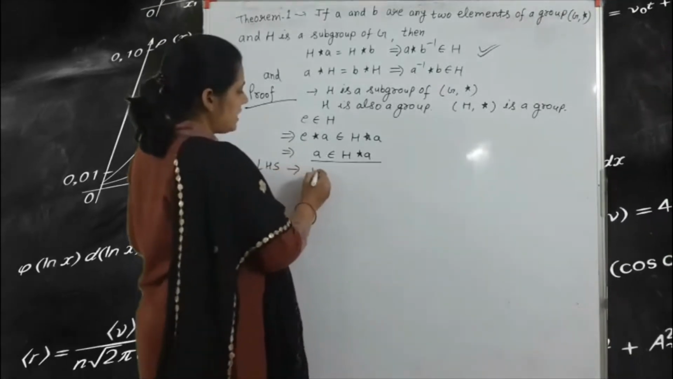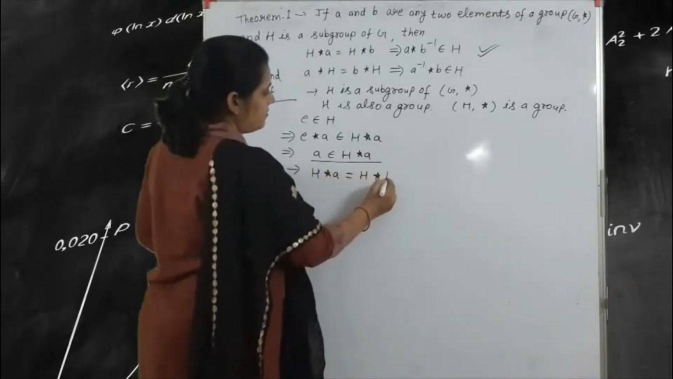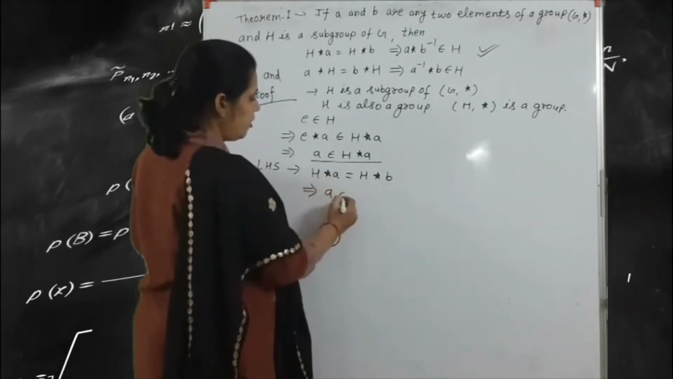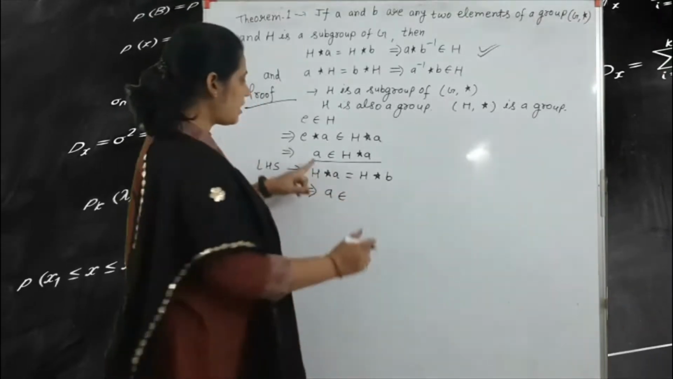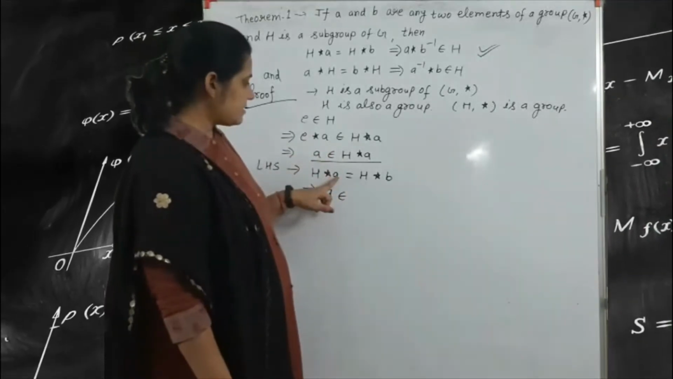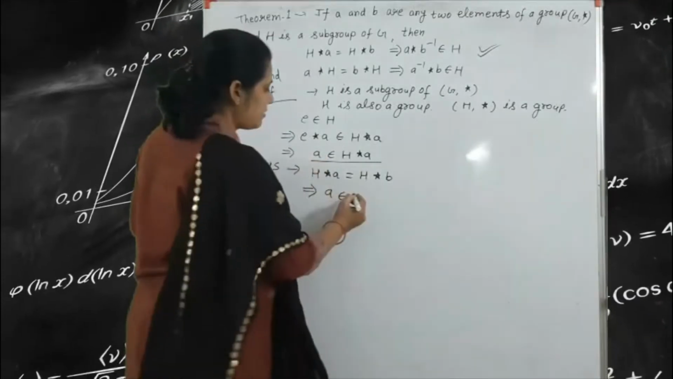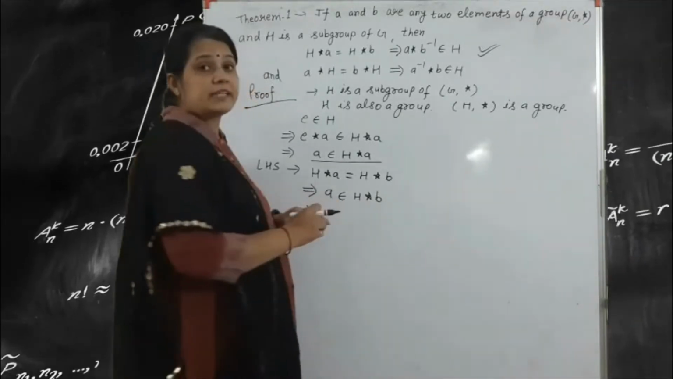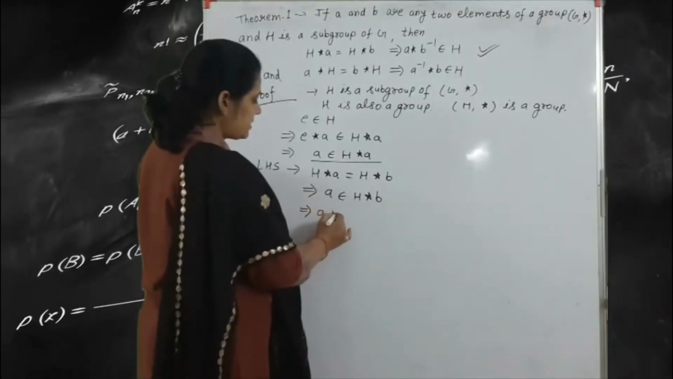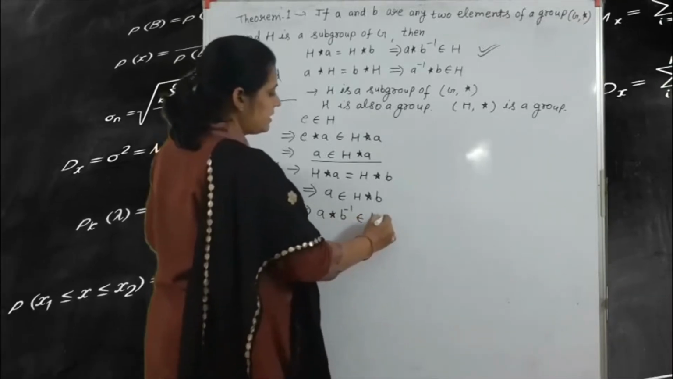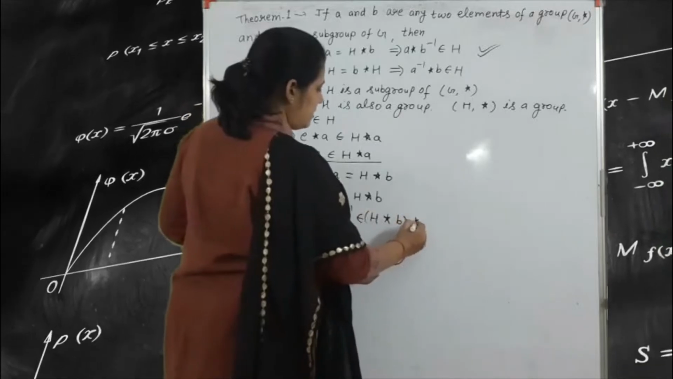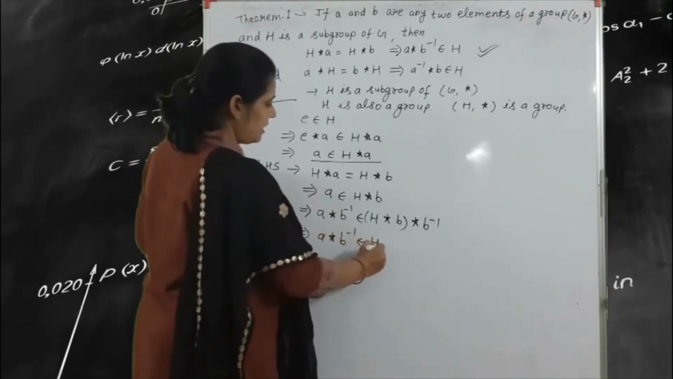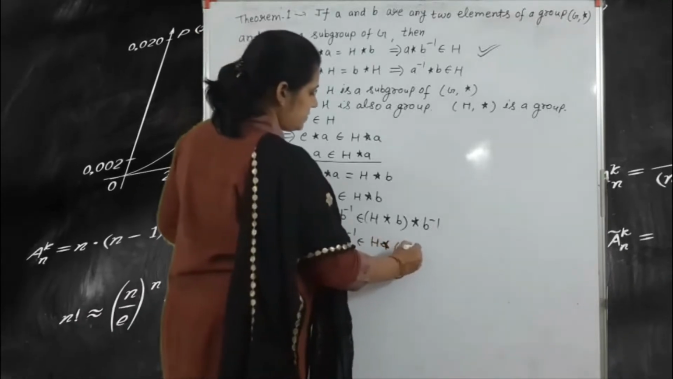According to the LHS, H star A is equal to H star B. So, because H star A is equal to H star B, and according to this equation A belongs to H star A, and H star A and H star B are equal, obviously A belongs to H star B. So we write A belongs to H star B. Now we multiply by B inverse, that means A star B inverse belongs to H star B inverse.